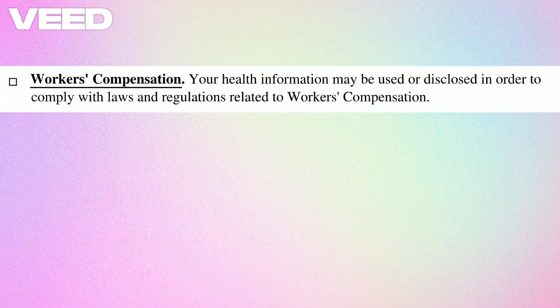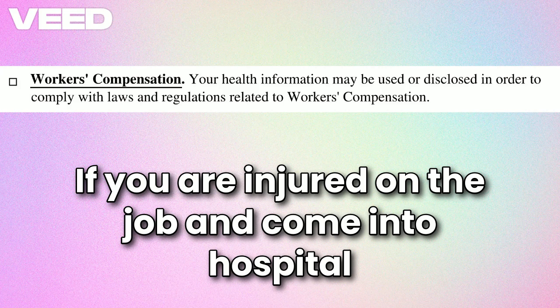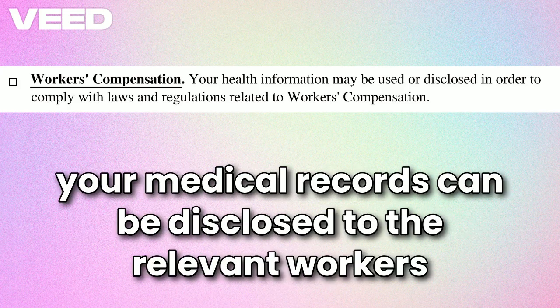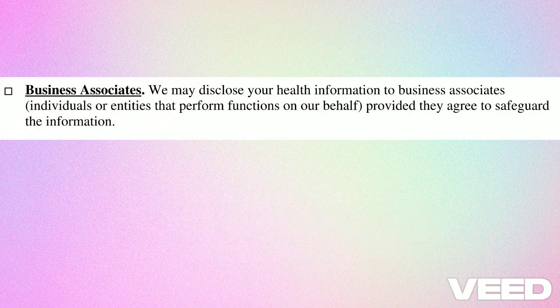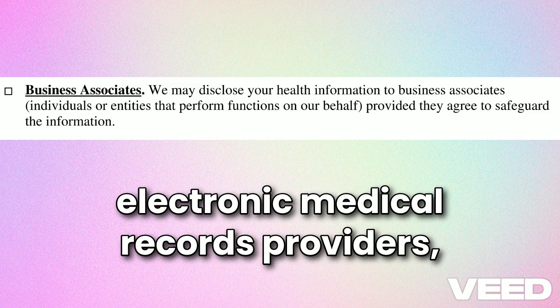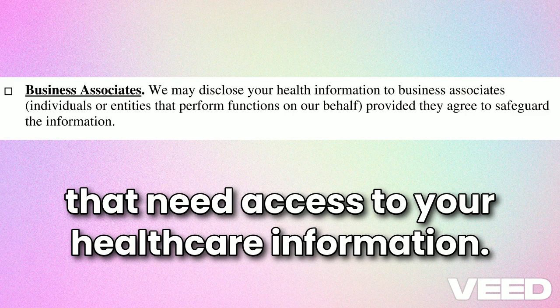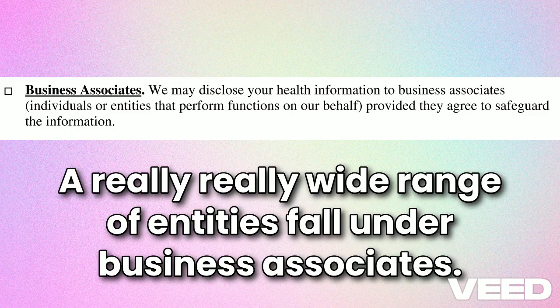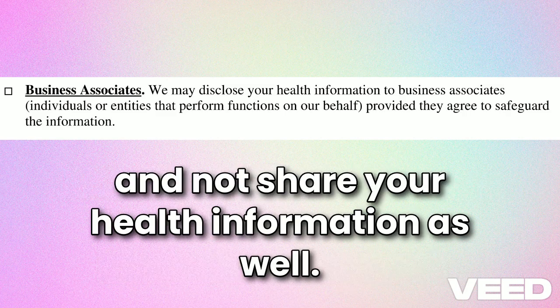Workers' compensation. This one is for your workers' comp claim. If you are injured on the job and come into the hospital and are making a workers' comp claim, your medical records can be disclosed to the relevant workers' compensation insurance carrier. Business associates. This means all kinds of the supporting IT programs, electronic medical records providers, and other associated services and tools that need access to your healthcare information. A really wide range of entities fall under business associates, but luckily, all of those business associates have to safeguard and not share your health information as well.